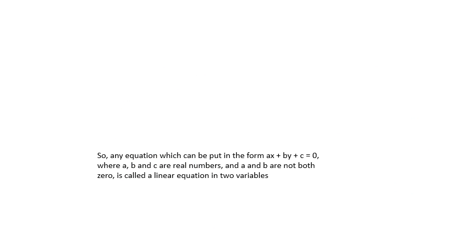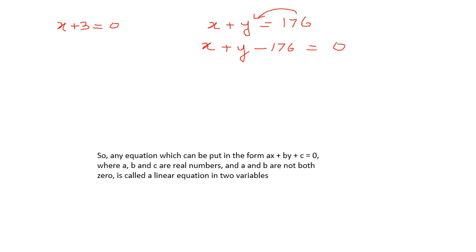Now before going there, see here any equation you got. For example, I have written x plus 3 equal to 0. Now we got x plus y is equal to 176. You can write it as x plus y, and bring this 176 to this side, you will get x plus y minus 176 is equal to 0. Understood? Now this we call the general form. When we write equal to 0, we call this the general form of a linear equation.